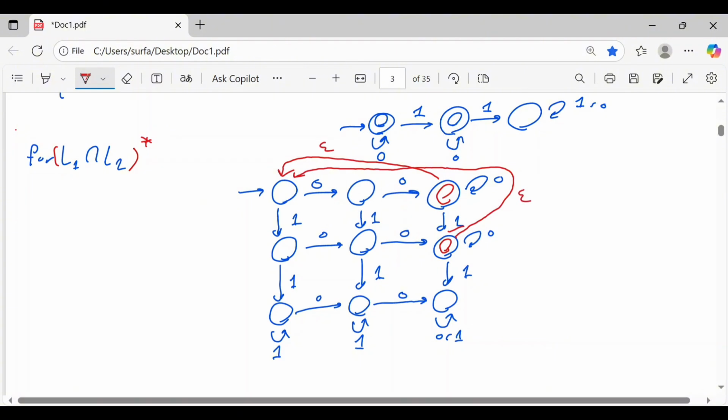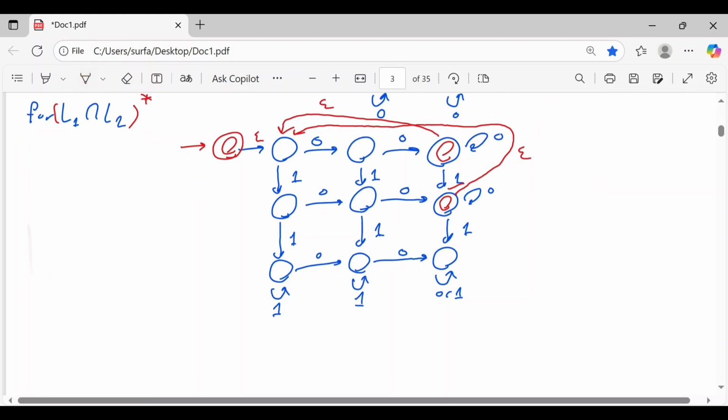And before that, we will define a new start state that is our accepted state like this. And this arrow will become our epsilon arrow from our new start state to our old start state. And yes, it will become something like this. And yes, this is the NFA that we can construct for the star of the intersection of L1 and L2.